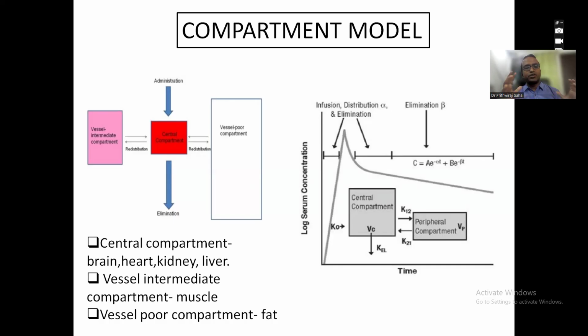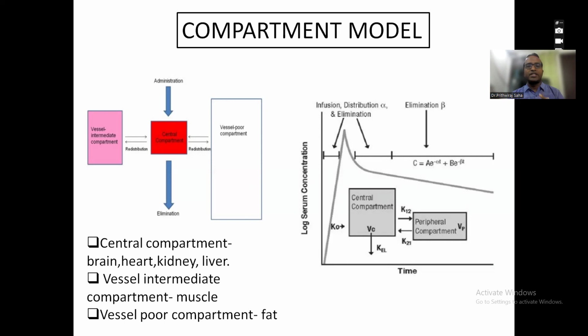So it gets redistributed. As you can see, once the drug is administered, it peaks in concentration. Then it has a slow fall. This slow fall is due to the redistribution. This is the alpha elimination. And again, it has a fall which is basically due to the true elimination out of the body. This is the beta elimination. So the drug has two half-lives: one is the alpha half-life, one is the beta half-life.